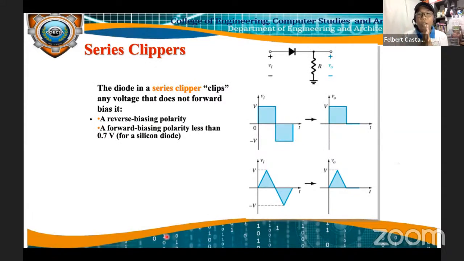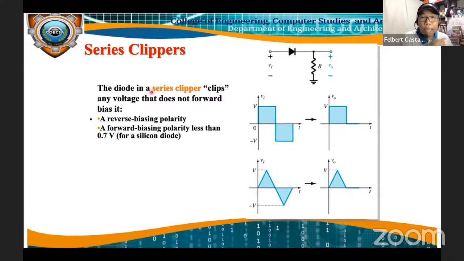Kanina nabanggit ko yung clippers or limiters. Dalawang klase yon: in terms of the output, positive and negative clippers; tapos in terms of the connection, series and parallel clippers. Paano ba yung series connection? Yung diode mo ang mas nauna sa circuit, tapos ang output voltage mo ay naka-series doon sa diode. Ito yun, nakita nyo, guys.